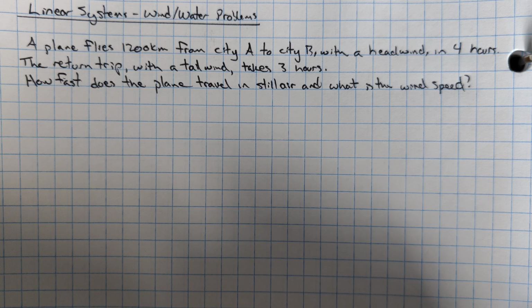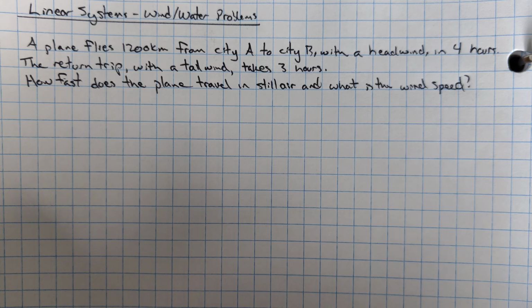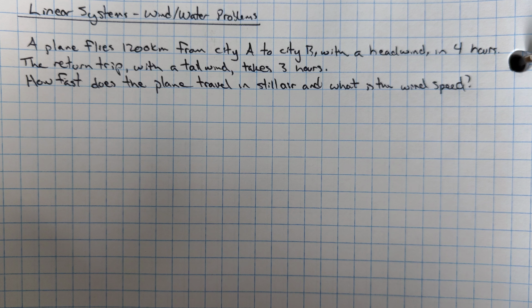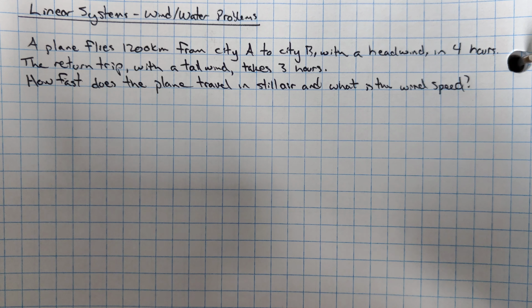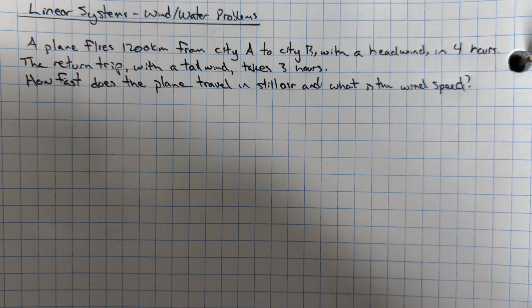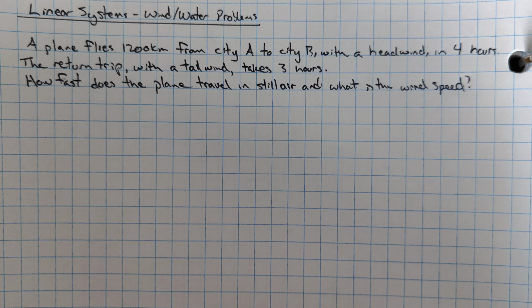In this situation, we have a plane flying 1,200 kilometers from city A to city B with a headwind in 4 hours. So that means that in that headwind, it's getting slowed down, it's pushing against its head and slowing it down. And then on the return trip, there's a tailwind taking only 3 hours. So it's being pushed faster by the tailwind. We want to know how fast does the plane travel in still air, and then what the wind speed is in the case.